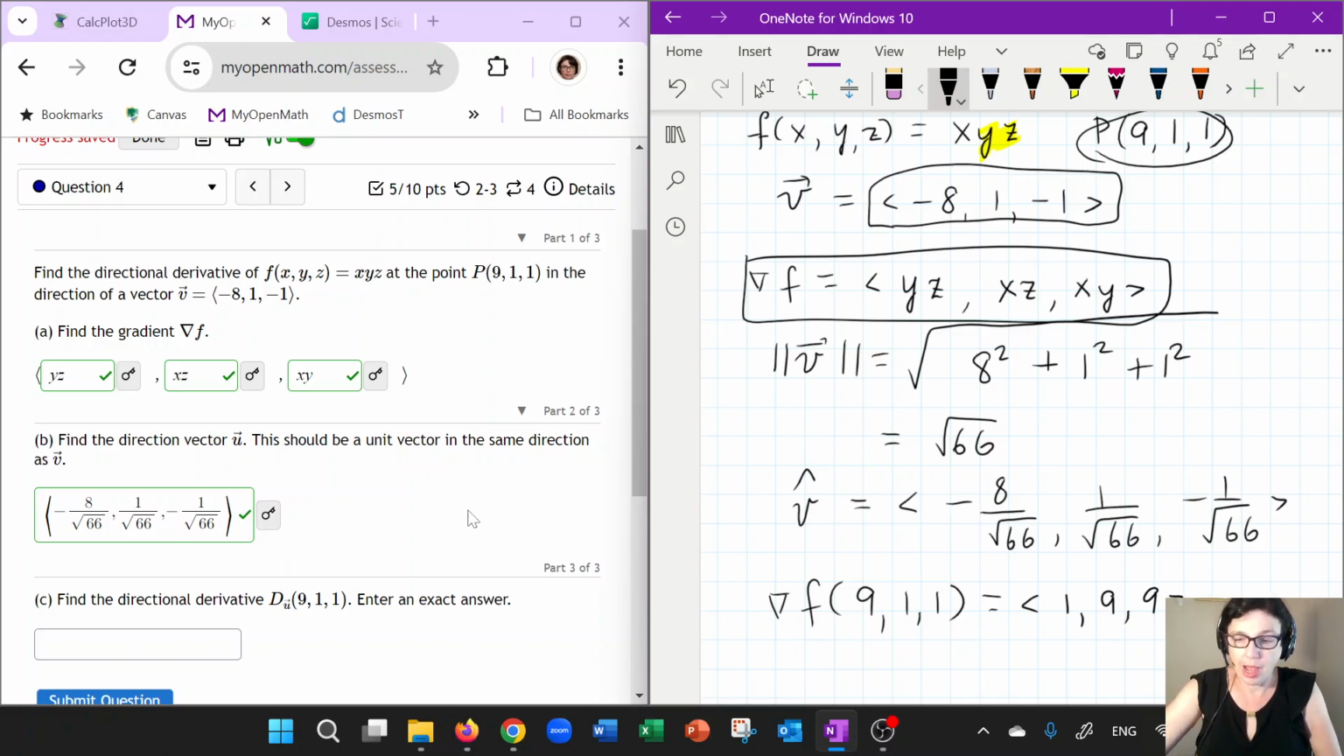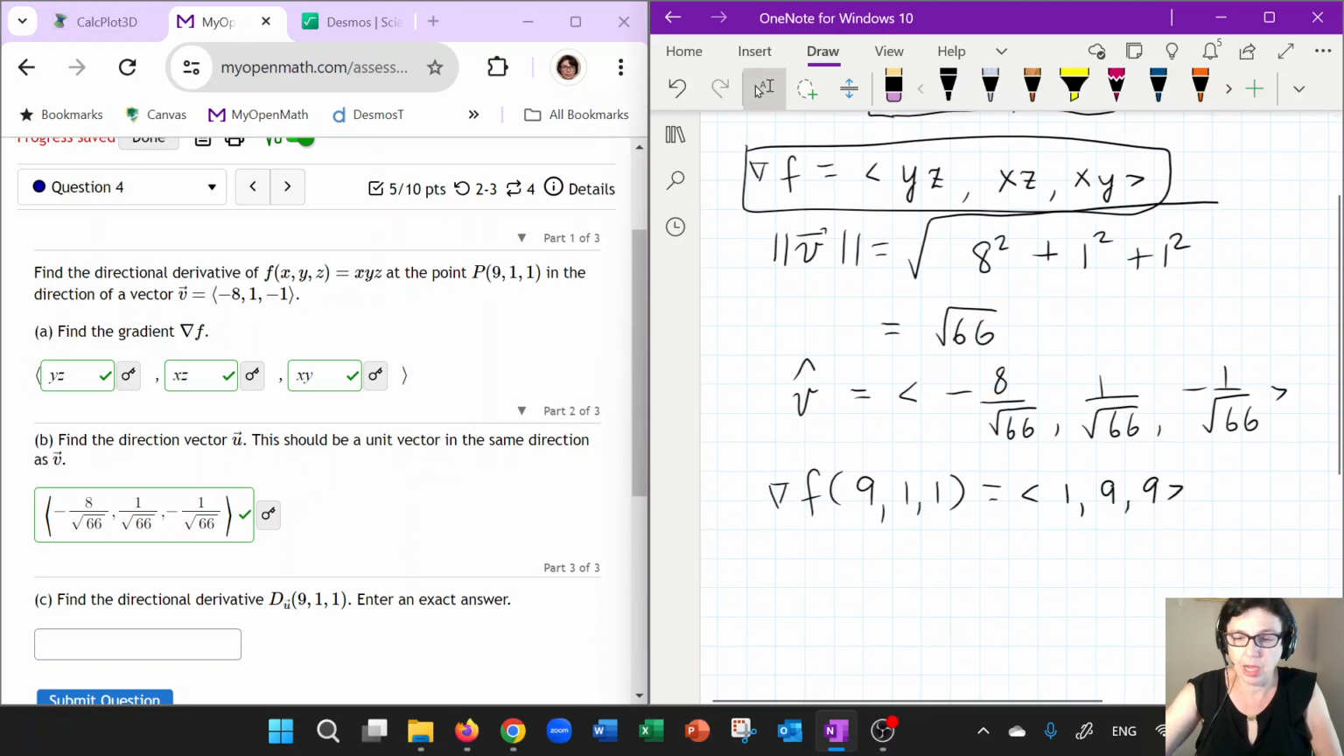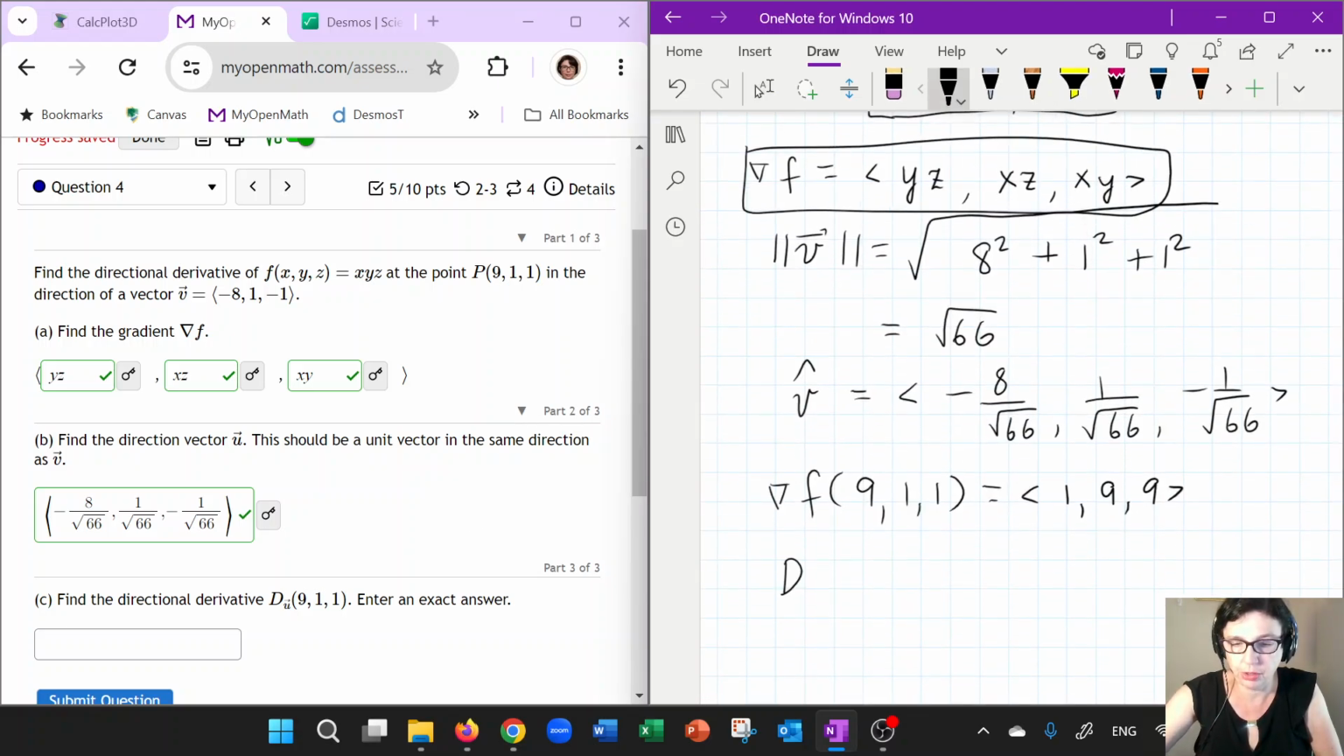Okay, and so after I do that, I'm going to take the dot product. So the directional derivative in the direction of u, which is v hat, at the point 9, 1, 1, is going to be the dot product of these two vectors. Now, be careful with the dot product. Never make it a vector. You just multiply the components and add up the results. So you got 9 over square root of 66 and minus 9 over square root of 66. No IJKs here. Directional derivative is a number.